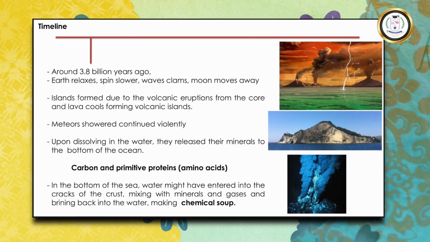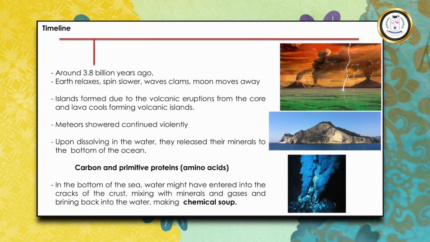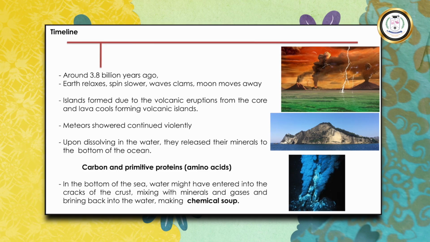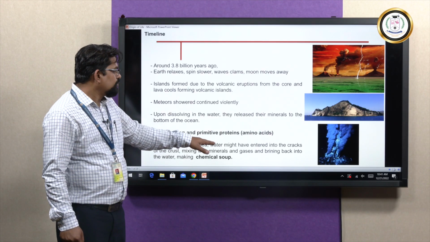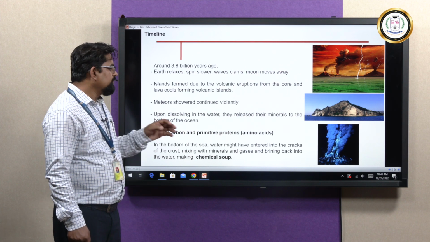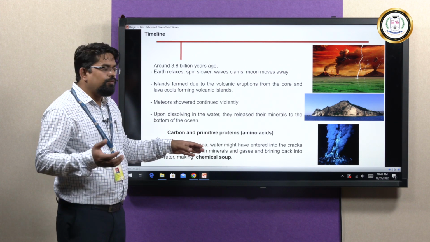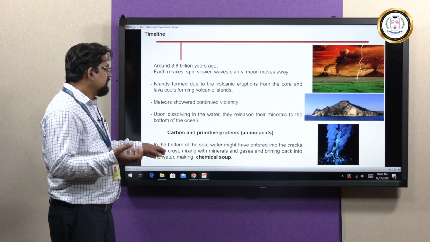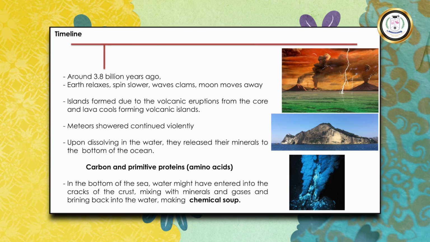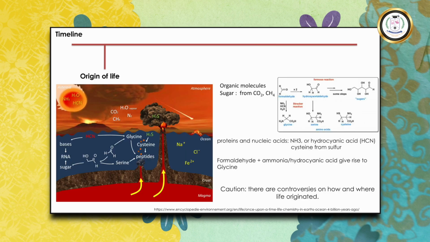And at that time carbon and primitive proteins or amino acids might have formed on planet earth. At the bottom of the sea, water might have entered the cracks of the crust, mixed with the minerals and gases, and while rising up into the water it would have created a recipe for a chemical soup. If we look, this is the origin of life.